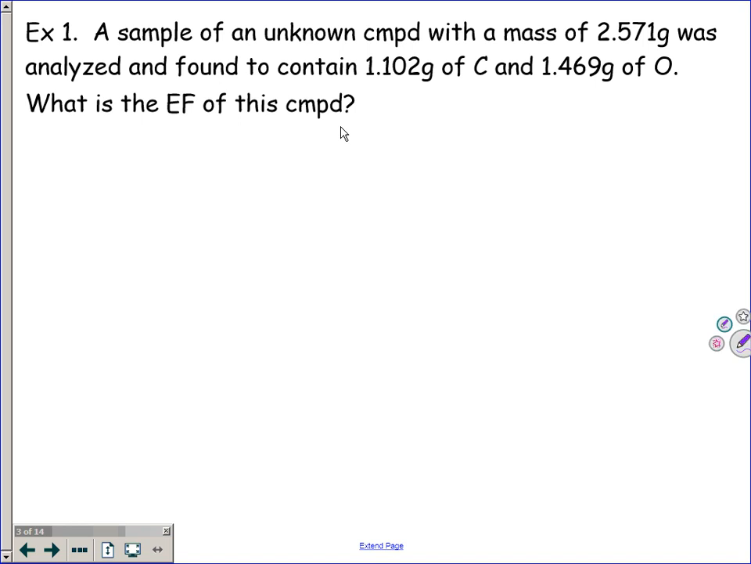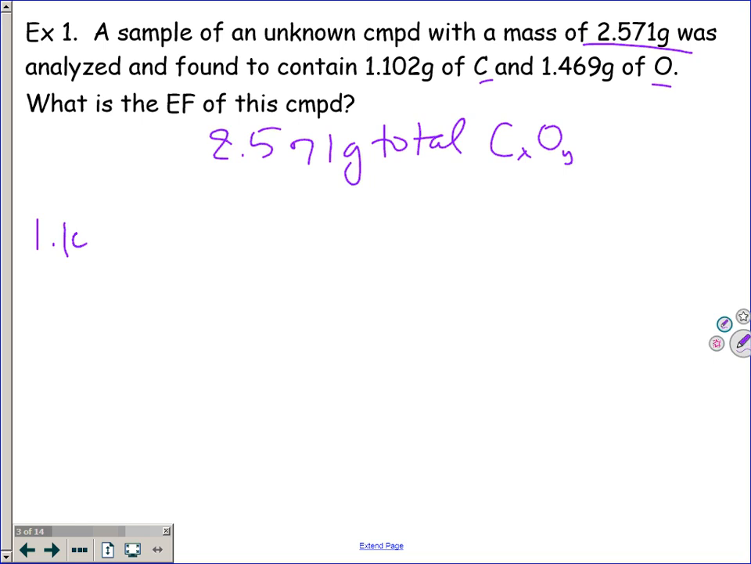So we have our sample. The mass is 2.571 grams total. And that total sample contains carbon and oxygen, so I'm just going to put C_xO_y because I don't know what those subscripts are. That's just a disclaimer to myself. I know that's how the formula is going to look. It was found to contain 1.102 grams of carbon and 1.469 grams of oxygen.